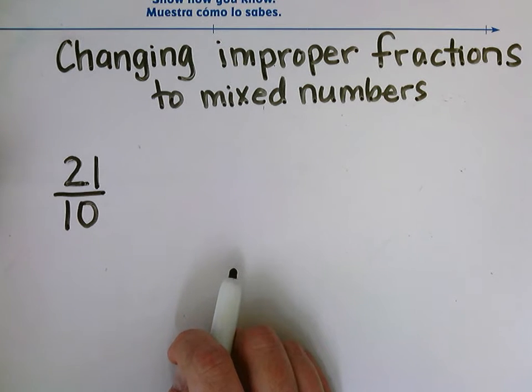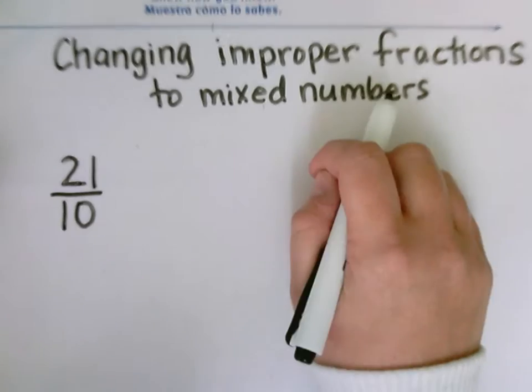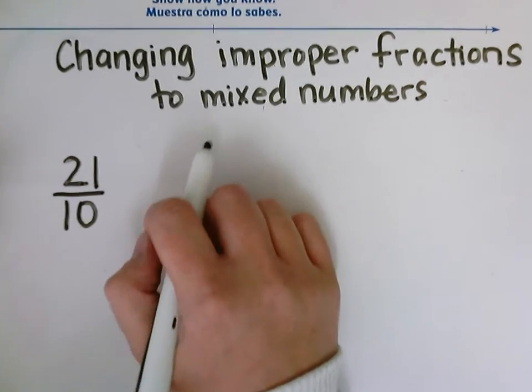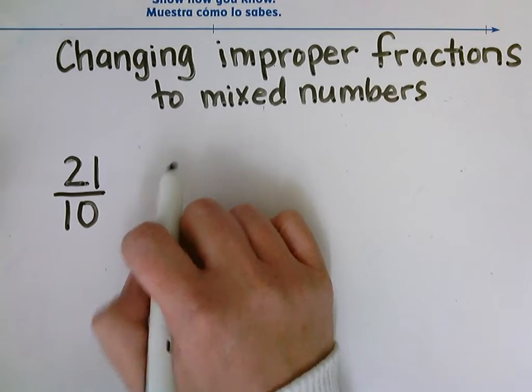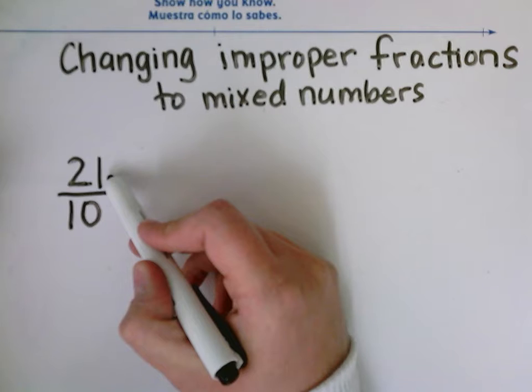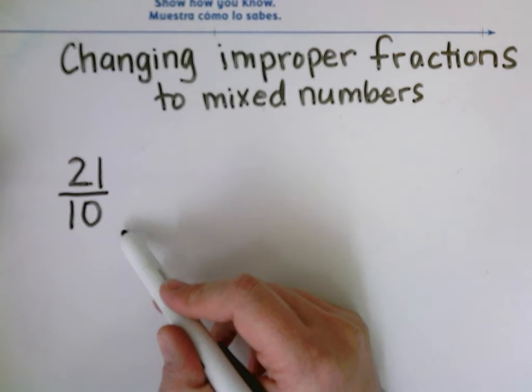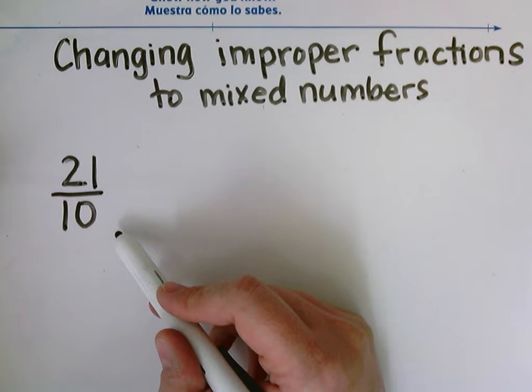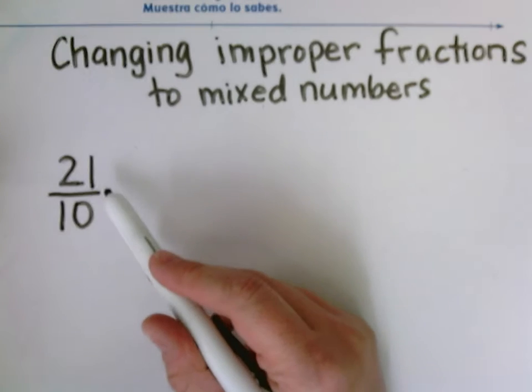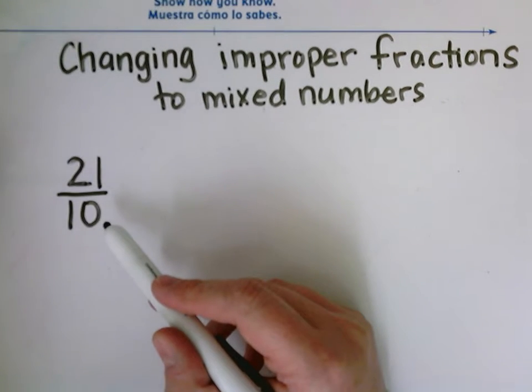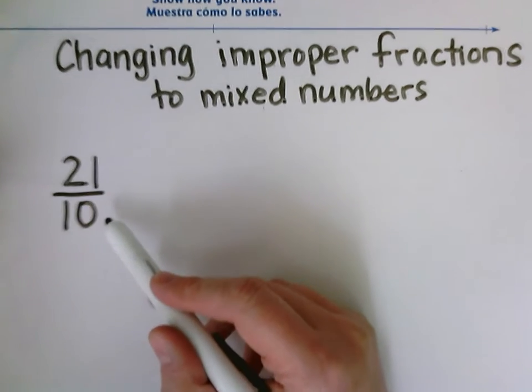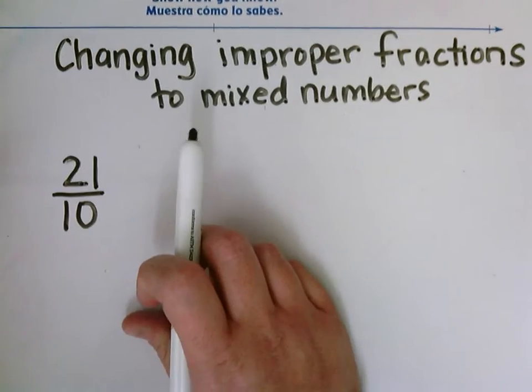Let's review how to change an improper fraction to a mixed number. An improper fraction is a fraction in which the numerator is greater than the denominator. Okay, so here in my example, 21 tenths, 21 is greater than 10. So we're going to change that into a mixed number.